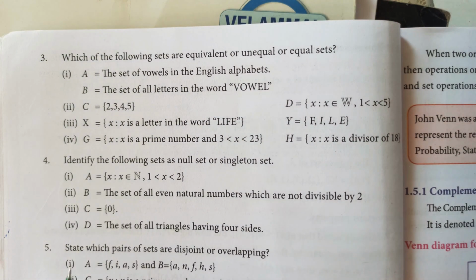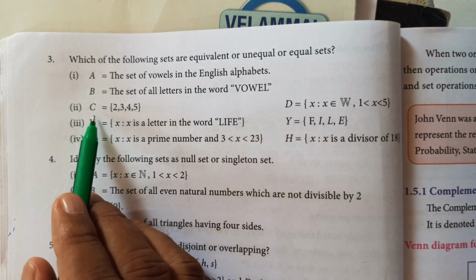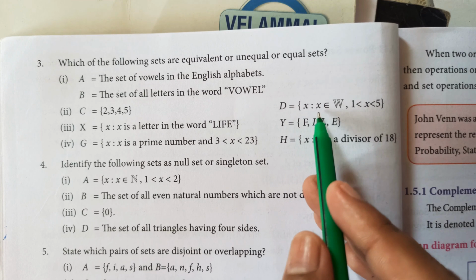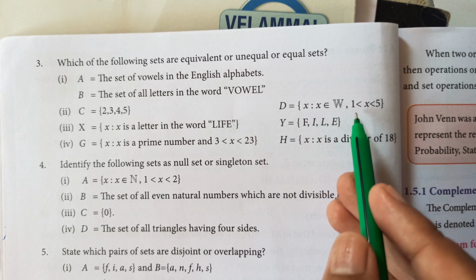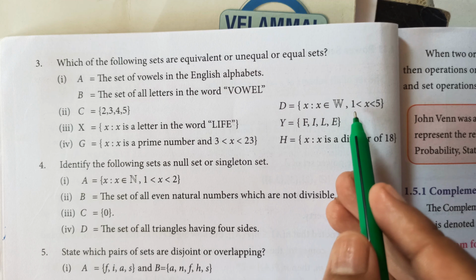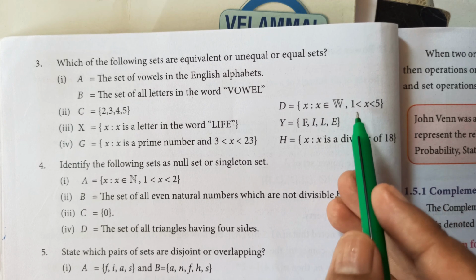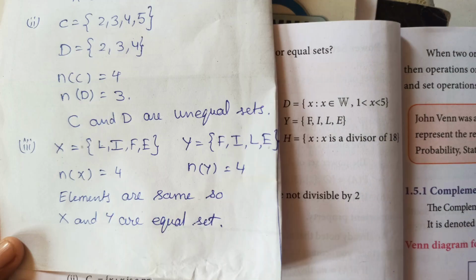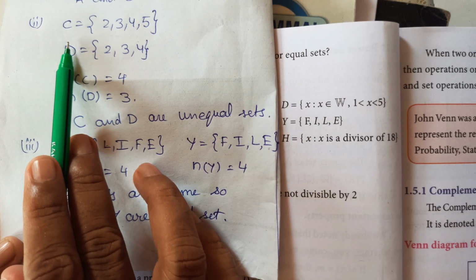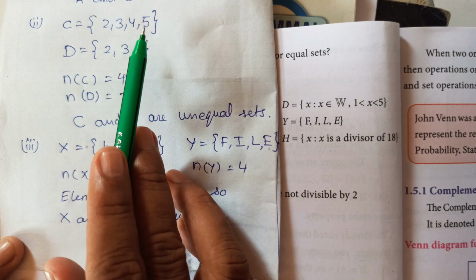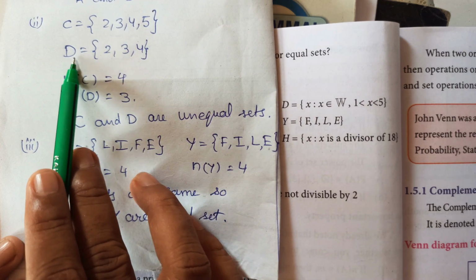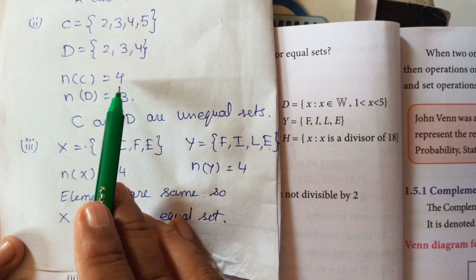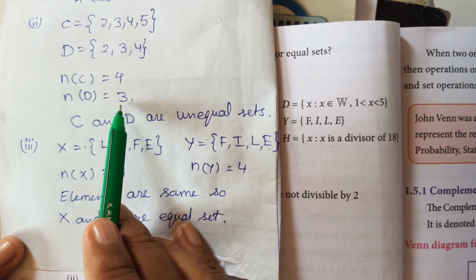Next we are coming to question number 2. C is equal to {2, 3, 4, 5}. D is the set of x such that x belongs to whole numbers and lies between 1 and 5. Because there is no equal to sign, we take it as lying strictly between 1 and 5. As you can see, C can be represented as 2, 3, 4, 5 and D can be represented as 2, 3, 4. Hence n(C) is 4 elements, n(D) is 3 elements.